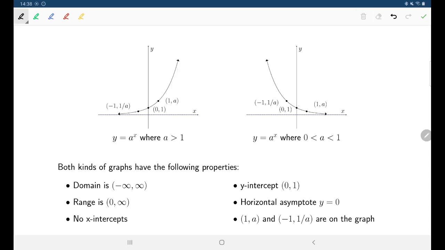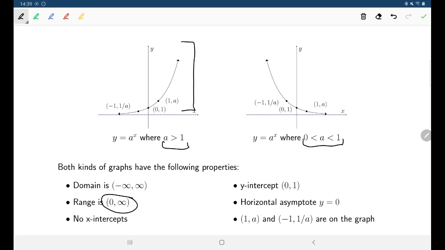Some things that are true for all of these graphs would be that, number one, you'll notice that the domain for both is all real numbers. You can put in whatever value of x. There's a graph everywhere from the far left to the far right. So the domain is all real numbers. But you'll also notice that we are always above the x-axis. In other words, the range is things that are larger than 0. And that's true whether your base is a small number or a large number.